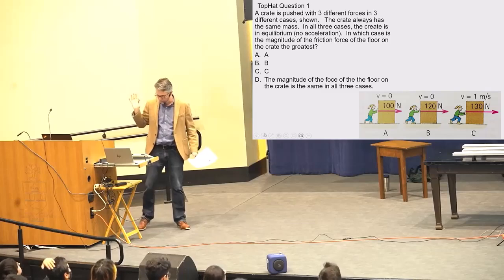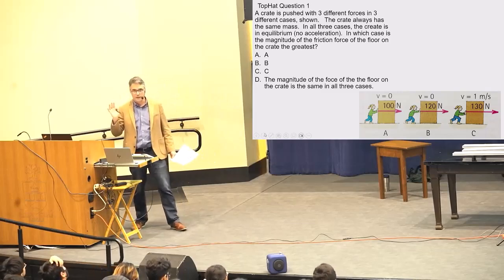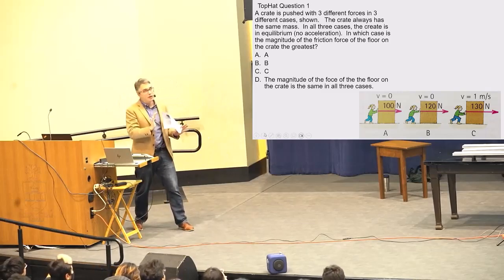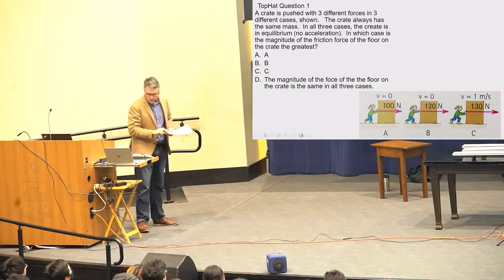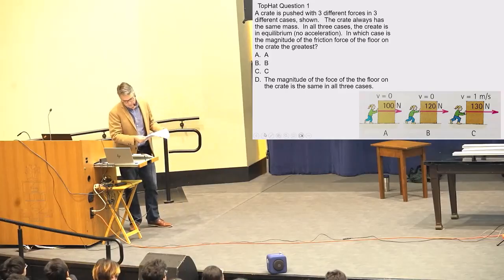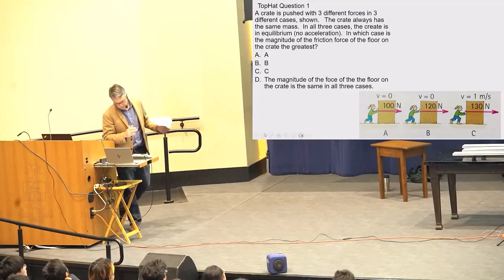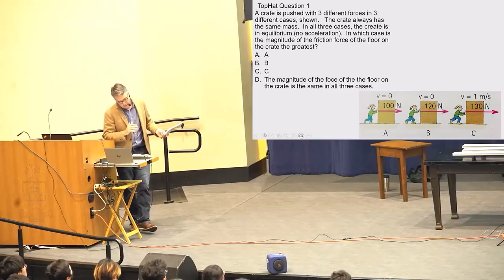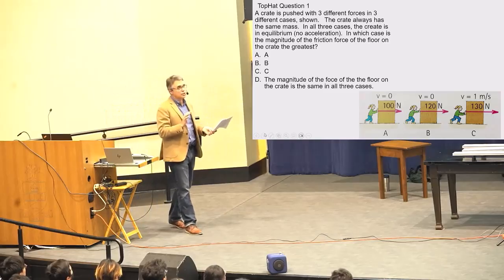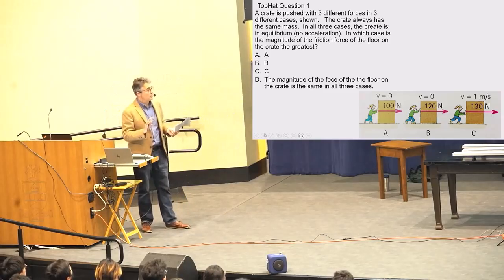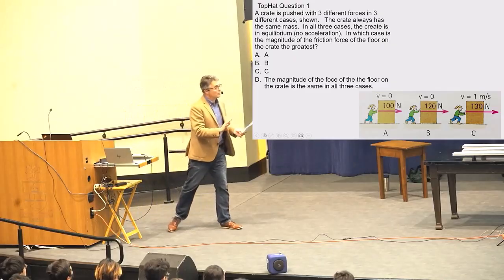Here I have the same situation. You've got an applied force from somebody's hand, pushing on a crate towards the right. The idea is that it's pushed with 3 different forces in 3 different cases, as shown. And it's the same mass crate. In all these cases, the acceleration is 0. So in the first 2 cases, it's not moving: 100 newtons, 120 newtons.